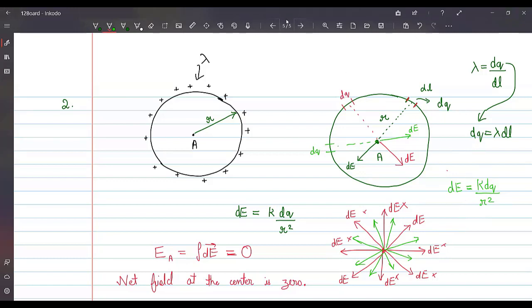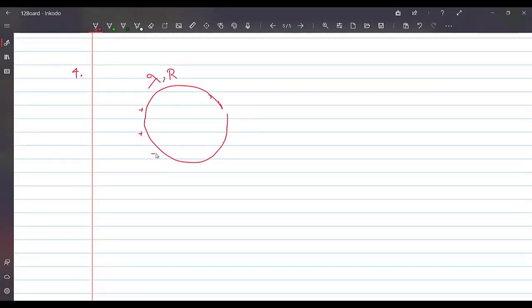Any other questions? Suppose you have a circular ring, the same circular ring you can take. It has charge per unit length lambda, and you can give it a radius r. Positive charge is distributed over it, and a small portion of this ring is cut off. Here, a small portion is cut off.